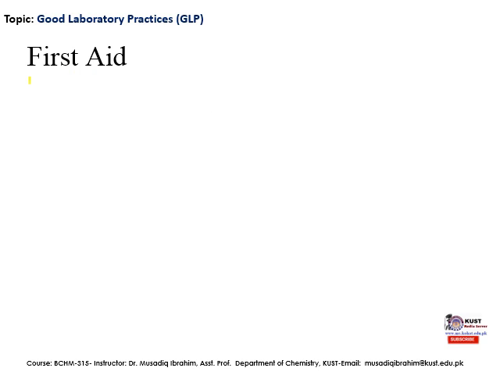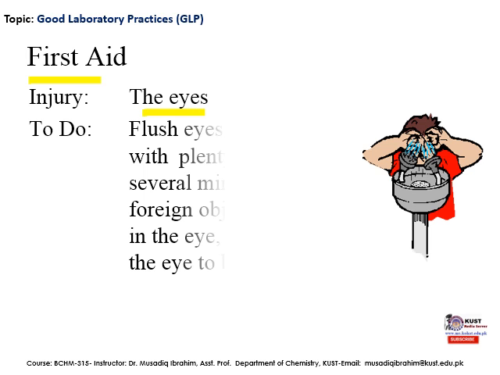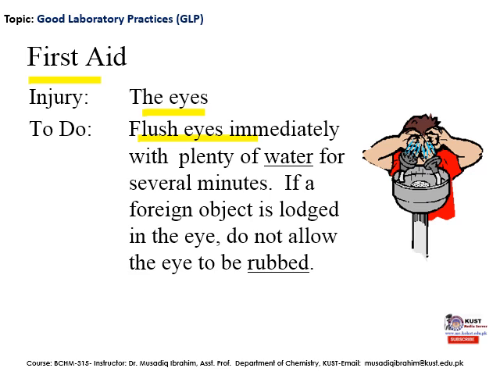Now in terms of first aid, sometimes the injury occurs to the eyes. So what to do? Flush eyes immediately with plenty of water for several minutes. There is always a sink and water available in the lab, and you should be flushing your eyes with plenty of water for several minutes. And if a foreign object is suspended or lodged in the eye, do not allow the eye to be rubbed. So don't rub your eye if you have something solid caught within your eyes.